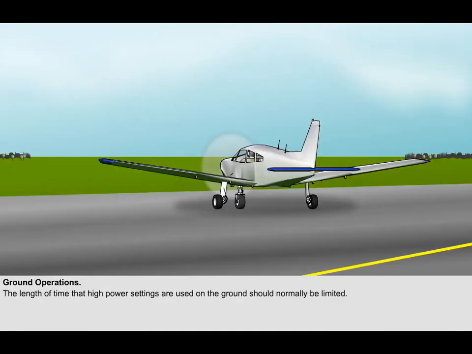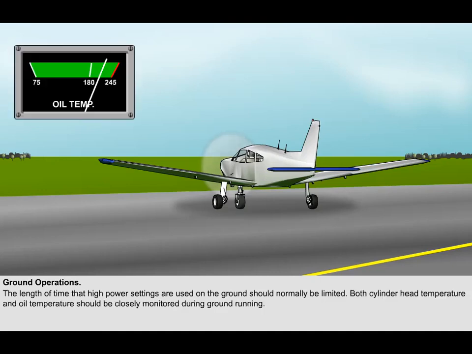The length of time that high power settings are used on the ground should normally be limited, as the only cooling effect available is the propeller slipstream. This may not always be sufficient and overheating can occur, especially on hot and high airfields.